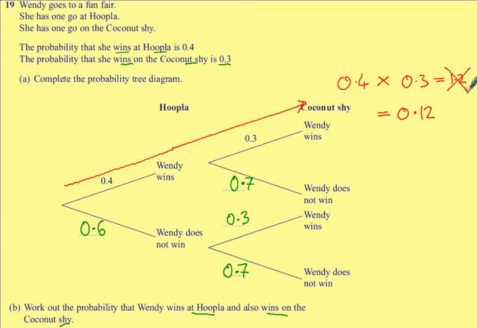Okay? If you're struggling to see how these multiply to give us 0.12, remember that 0.4 is the same as 4 out of 10. 0.3 is the same as 3 out of 10. When I multiply fractions, I multiply the tops and the bottoms, and 12 divided by 100 is 0.12.